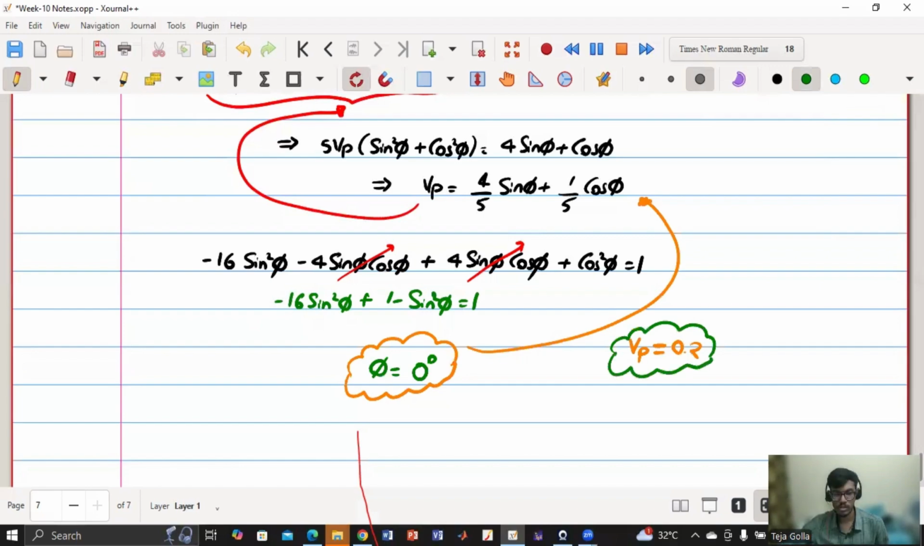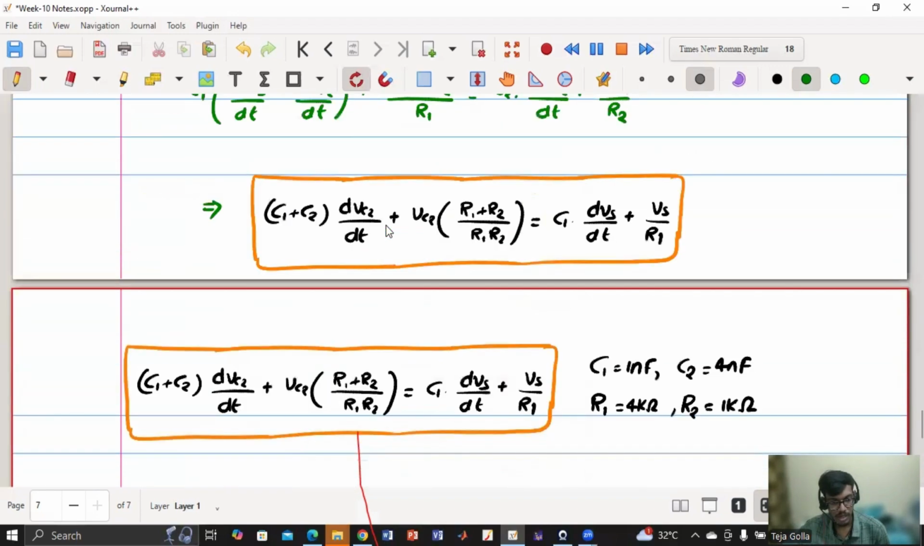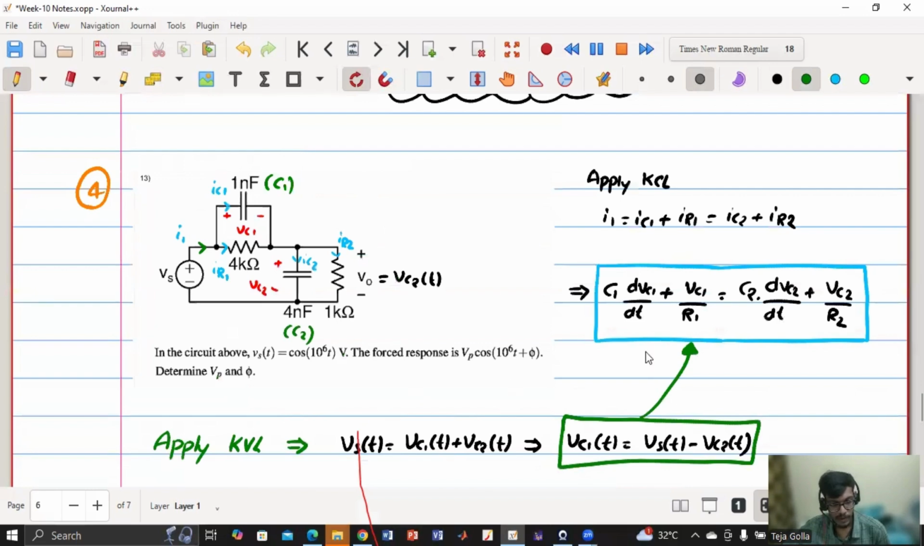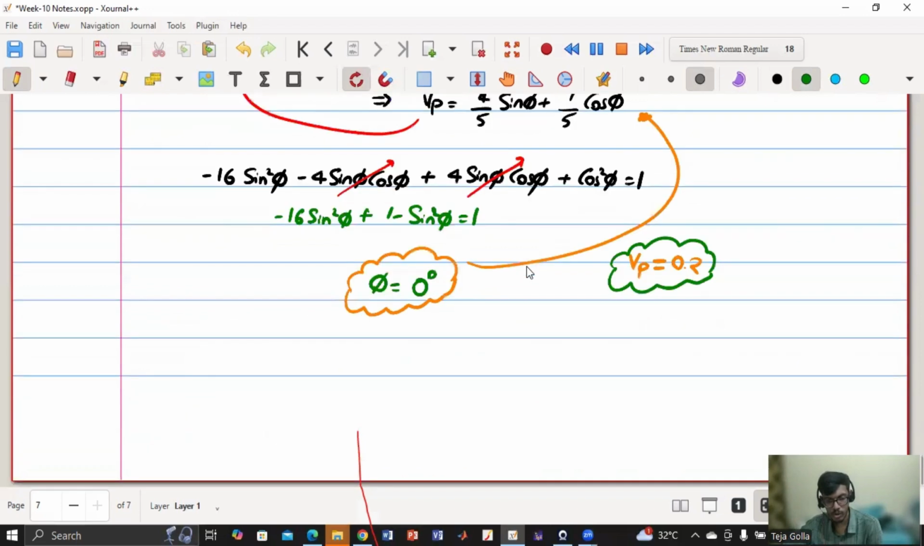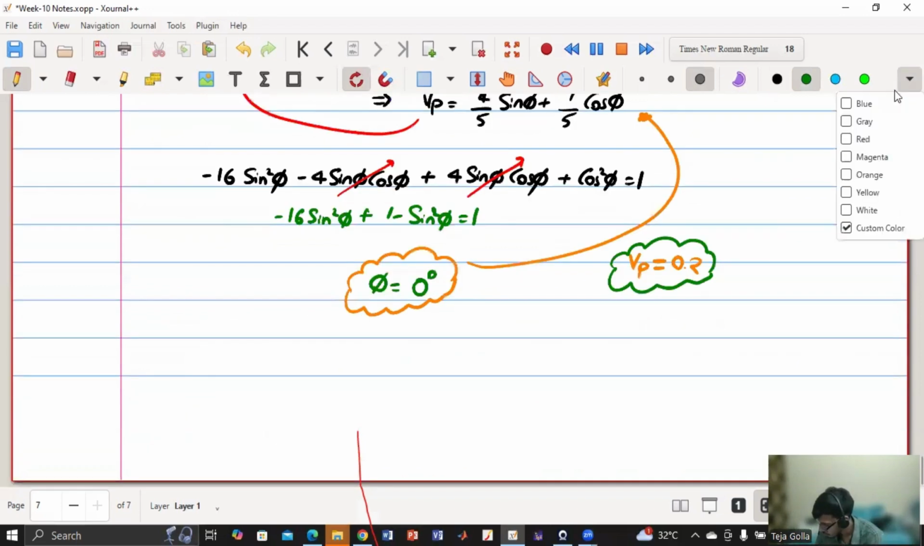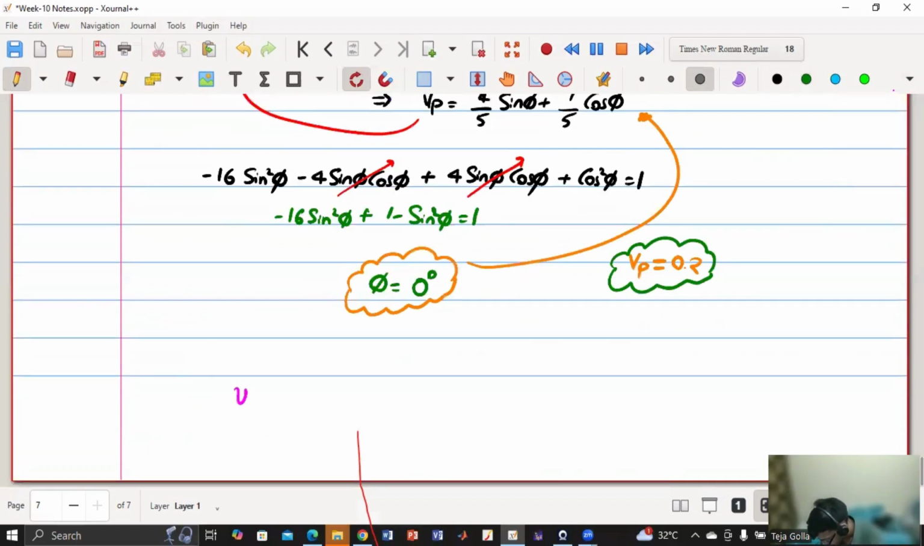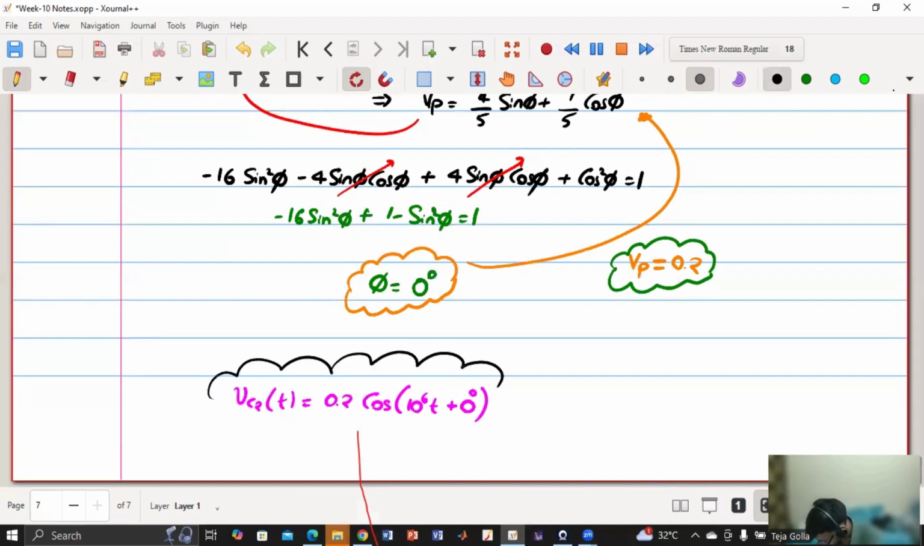So let us go back to the question and see what exactly they have asked. In the question, they're asking what is Vp and what is phi. So VC2 of t is what I got. VC2 of t is equal to Vp, which is 0.2, into cos of 10 to the power 6 t plus phi, 0 degrees. So this is the overall expression of VC2. So Vp is 0.2 and phi is 0 degrees.